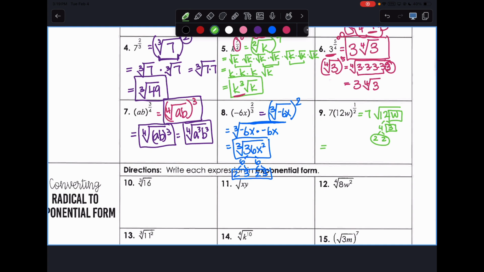So if it comes out to play, what do we do with the 7? Do we add it to 7 or multiply it to 7? Multiply, and we have 3w left. So this is going to equal 14 square root of 3w. We're doing okay?